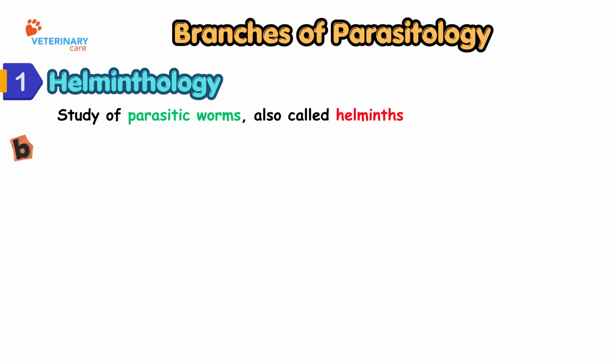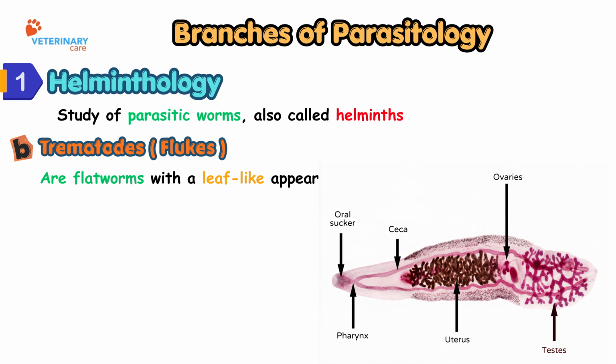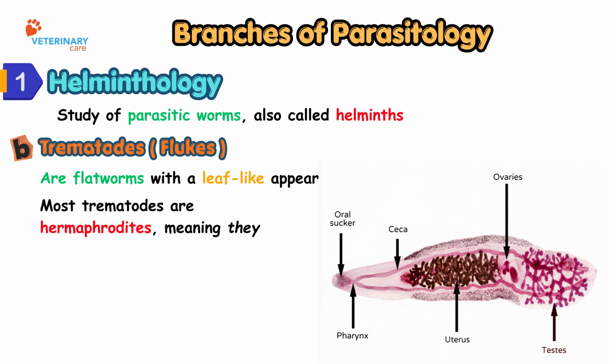The second group is trematodes, also called flukes. Trematodes are flatworms with a leaf-like appearance. Most trematodes are hermaphrodites, meaning they possess both male and female reproductive organs.